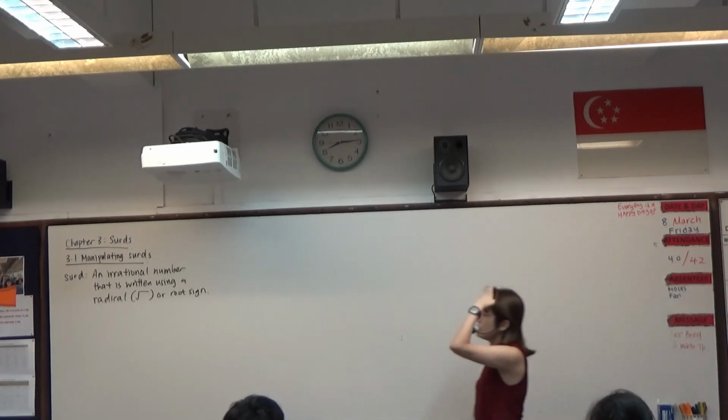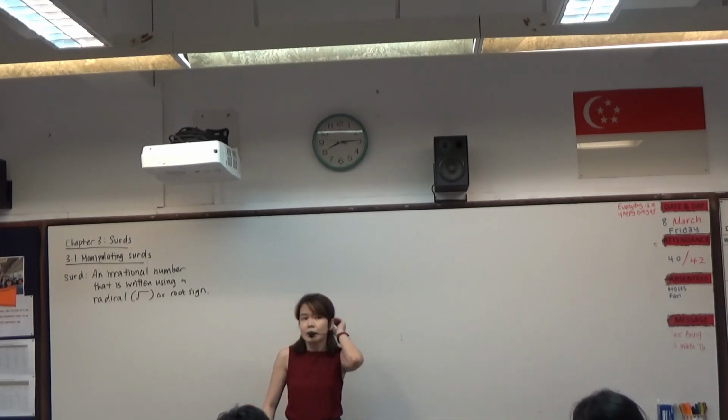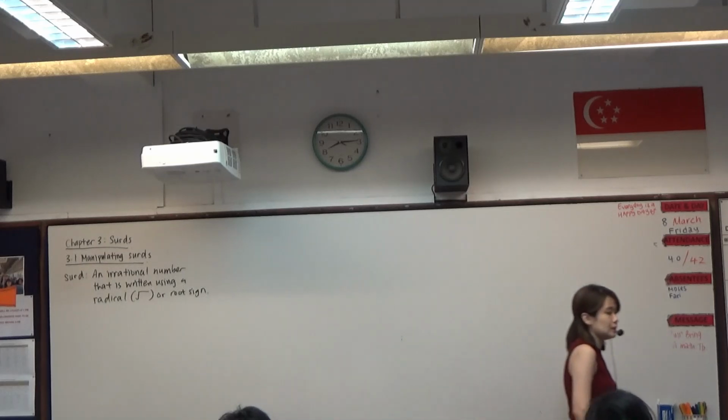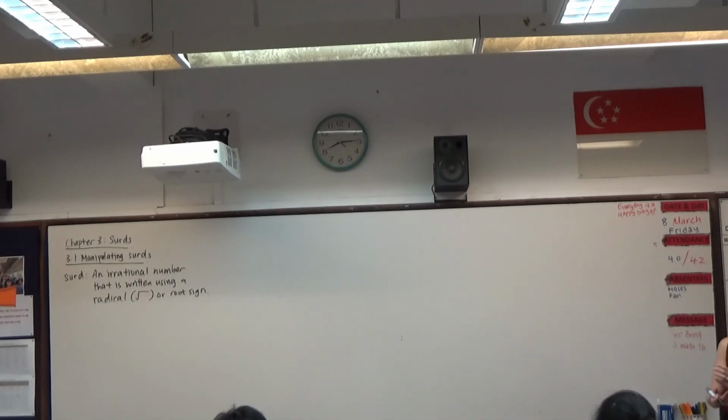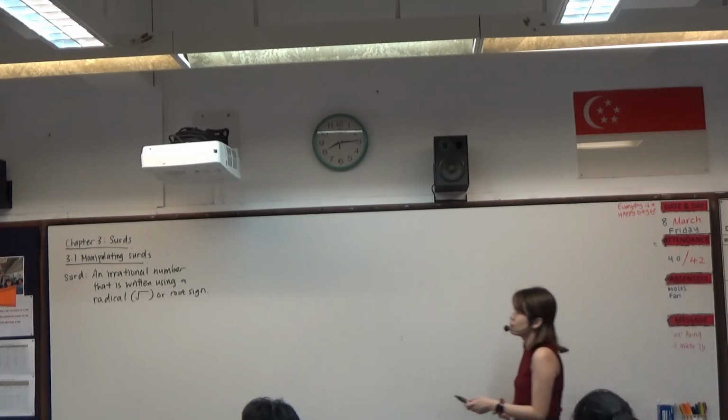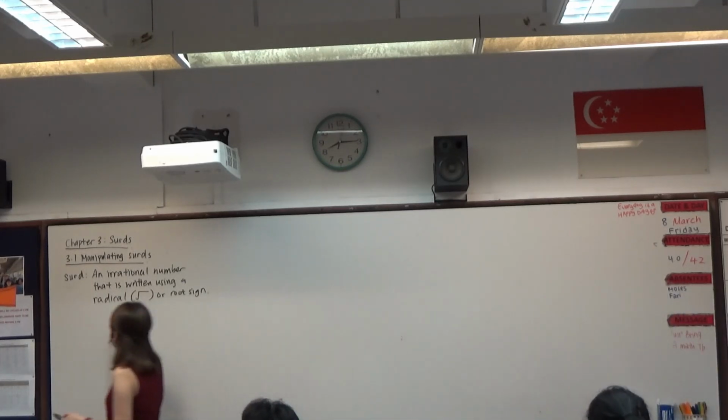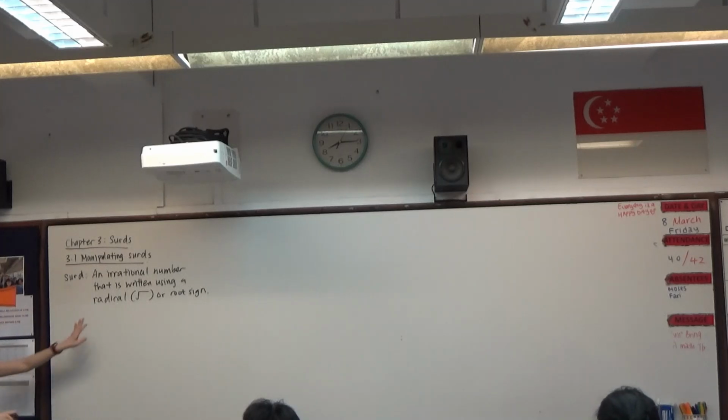A surd is an irrational number. I hope we are clear about what an irrational number is, because previously in indices we covered that a rational number is a number that can be expressed as a fraction. An irrational number is a number that cannot be expressed as a fraction. So a surd is an irrational number that is written using the radical sign.